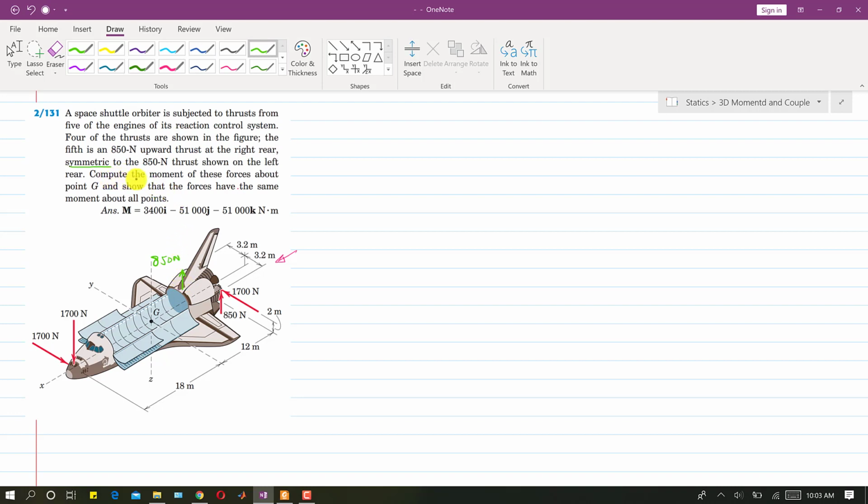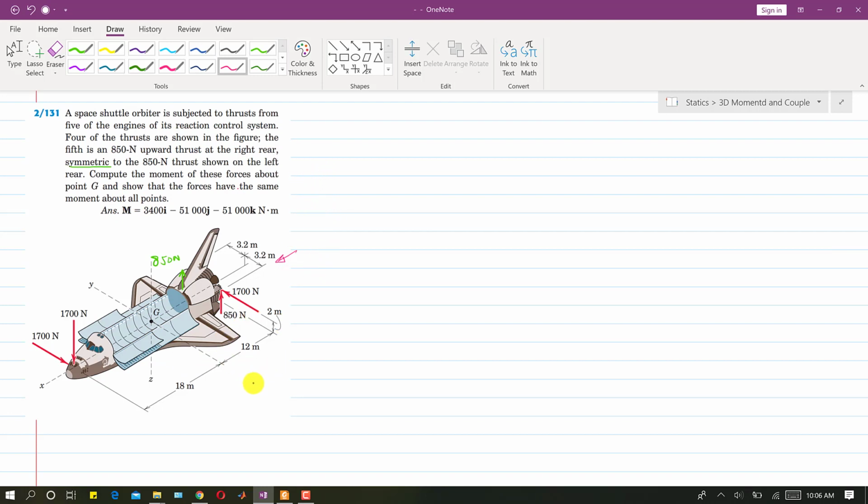So we are asked to compute the moment of these forces about the point G and show that the forces have the same moment about all points. So we are required to compute the moment of these forces about G, and we are also required to show that the forces have the same moment about all points. We will solve this by using the inspection method, right?